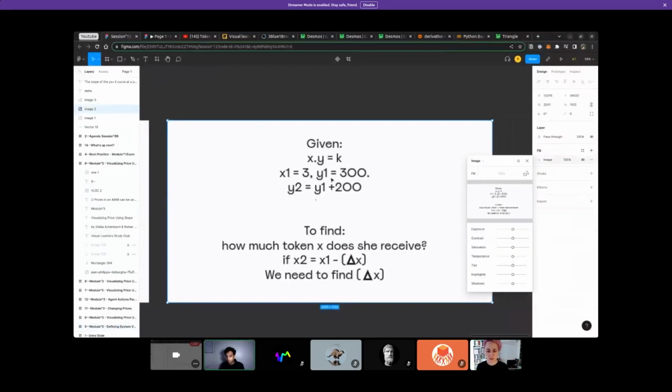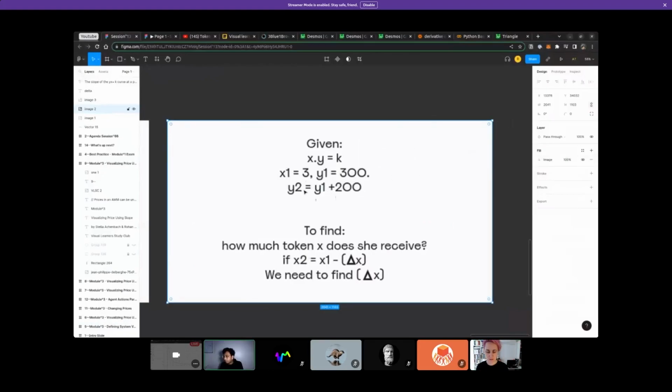And we also know another thing. We are going from x1, y1 to x2, y2. That's the next point: we have a state transition from x1, y1 to x2, y2 after the trade. So y2 is y1 plus 200, which is what is told to us. So 500? Does that make sense?